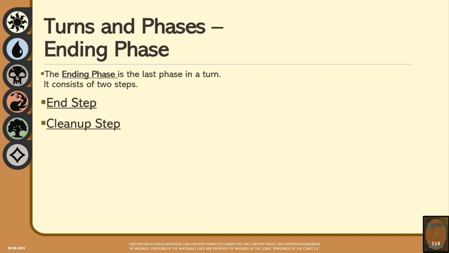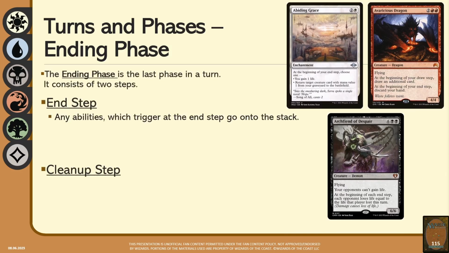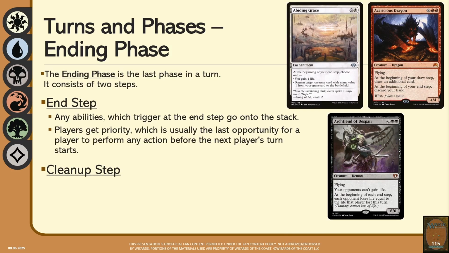A turn is finalized by the ending phase. It consists of 2 steps. The end step, where any abilities which trigger at the end step go onto the stack, and players get priority, which is usually the last opportunity for a player to perform any action before the next player's turn starts.